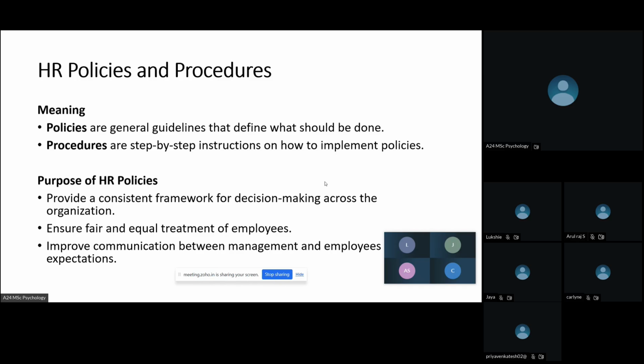That is what the second point says: it also has to be fair and equal treatment of employees, and again improve communication between management and employees' expectations. So everyone in the company and the manager level will know that if someone is asking for a maternity leave request, then they will not be available for the next 6 months. So management and employees can improve that communication. So this is the purpose of HR policies.